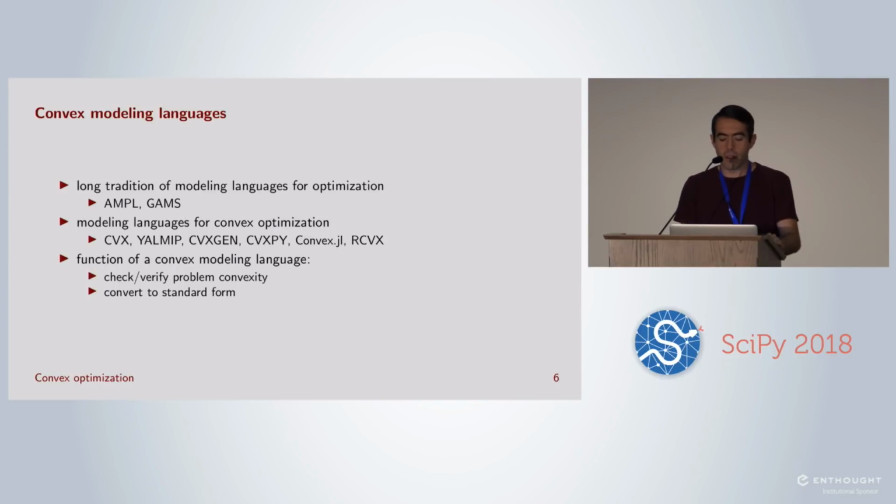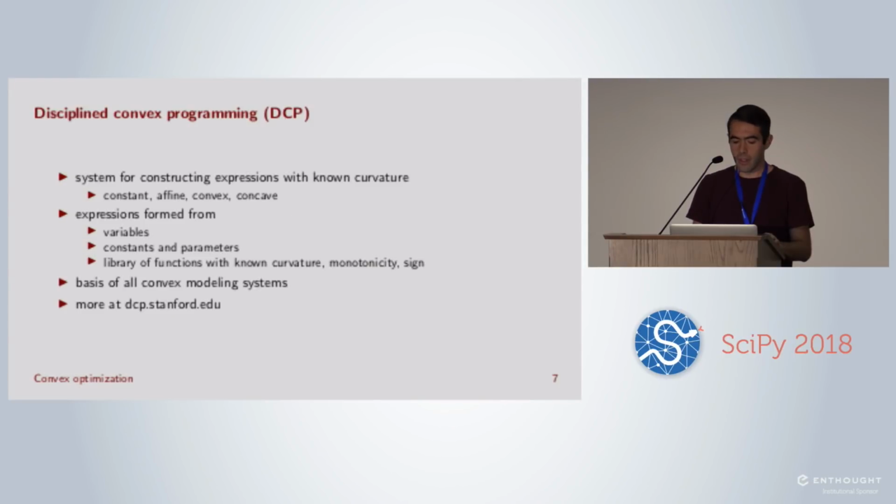And the function of these modeling languages for convex optimization is twofold. One is to verify convexity, sort of like type checking, and the other is to convert it into the standard form. So the way convexity verification works is through something called disciplined convex programming. So this is like the type system. And it's not too complicated.